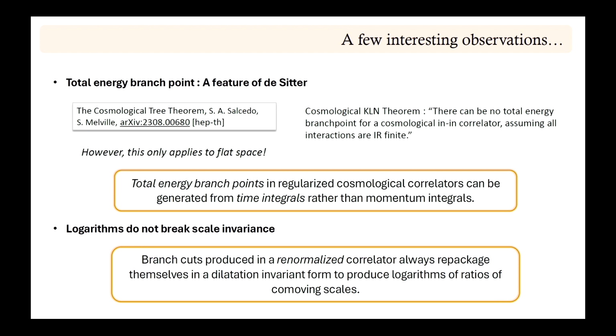And it's interesting to mention because there's a theorem that goes by the name of cosmological K-Lin theorem that was proposed in this work that says that there cannot be a total energy branch point for a cosmological K-Lin correlation. Now the point these people missed is that this is only true in flat space. Because in de Sitter, you would actually produce a log omega t not from loop integrals but from time integrals. And finally, all of the logs that these rules would predict would never lead to any unphysical logarithm. In a renormalized correlator, they'll always repackage themselves to form logs of ratios of co-moving scales.